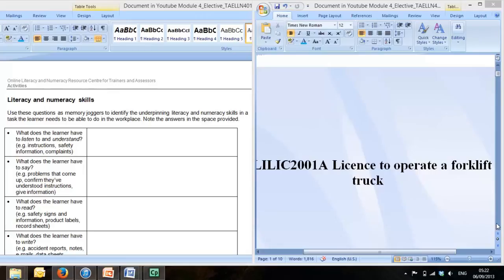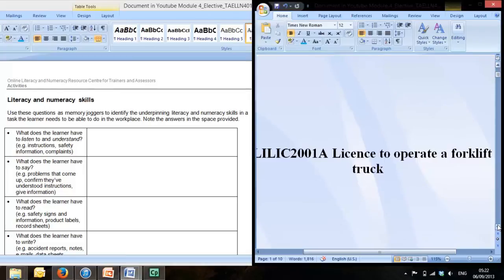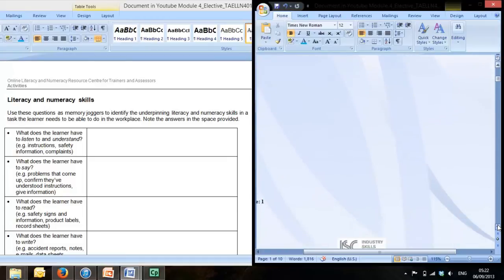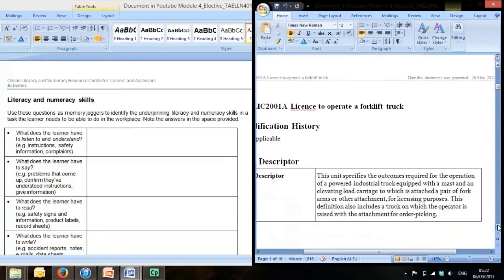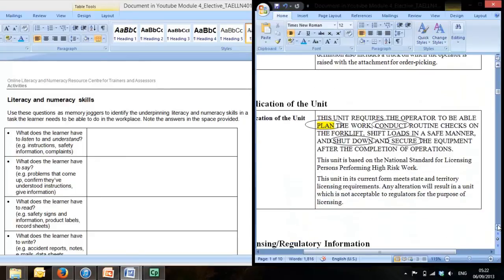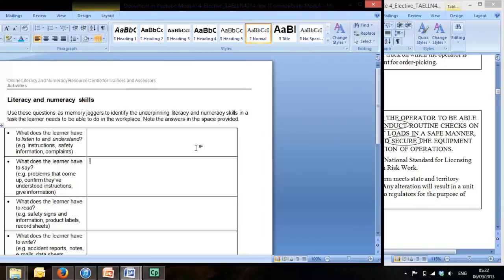Alright, so I've got them on both. I've split the screen so I can work on both documents at once. Another option is to have one open on a smartphone or perhaps an iPad, maybe a second computer, and then work on a laptop with this document here on the left.